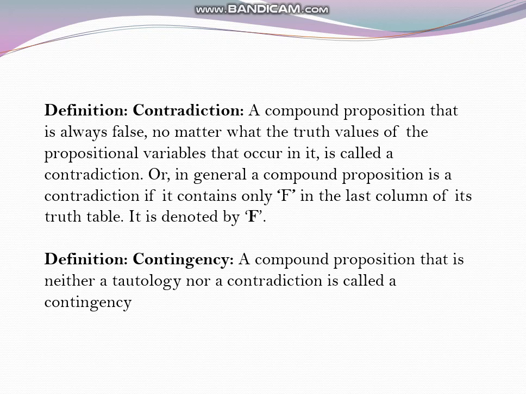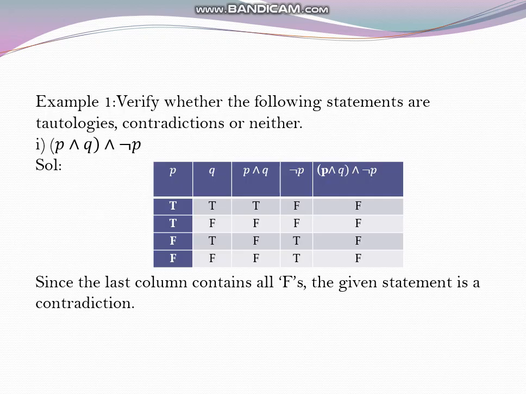Now contingency means a compound proposition that is neither a tautology nor a contradiction. That means not all the entries in the last column are true or not all of them are false. In that case, we have contingency. That means we have maybe a few true, a few false, or not all of them are the same. Let's see it in the example.